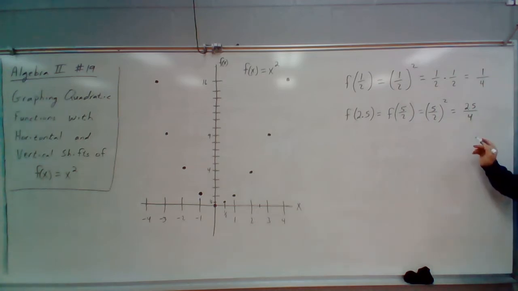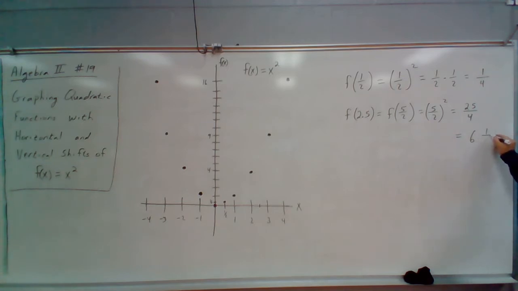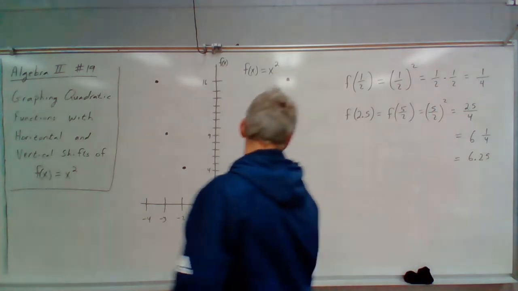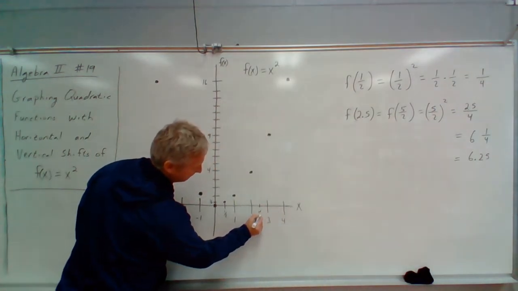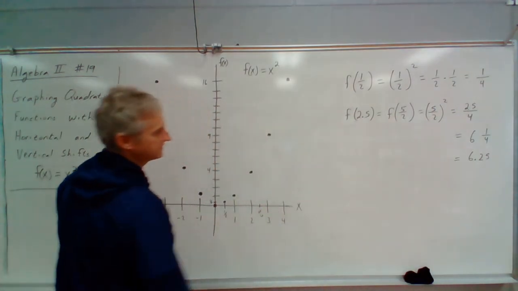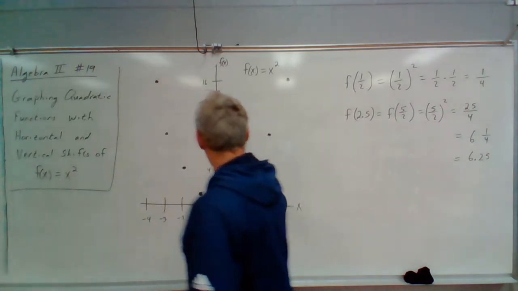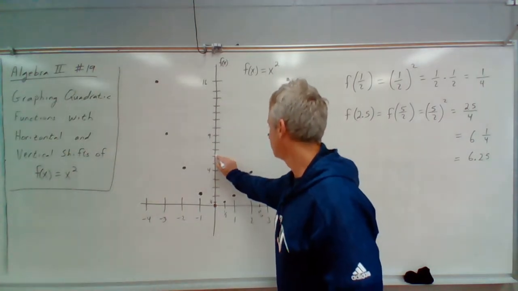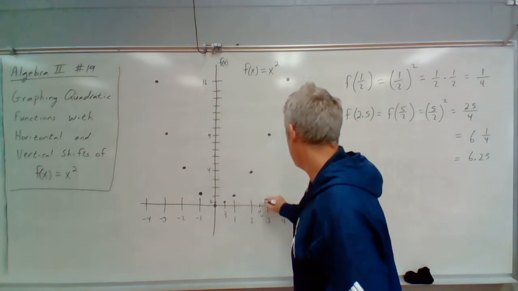Well, let's write this as a mixed number. How many times will 4 go into 25? 4 will go into 25 6 times. 6 times 4 is 24. So I would have 1 left over, and I would get 6 1/4. Or you could say 6.25. Okay, so if I plug 2.5 into this function, I would get 6.25. So 4, 5, 6.25 is about there.